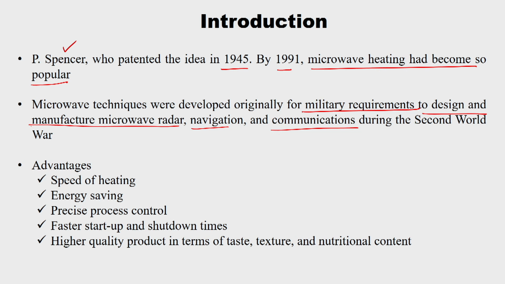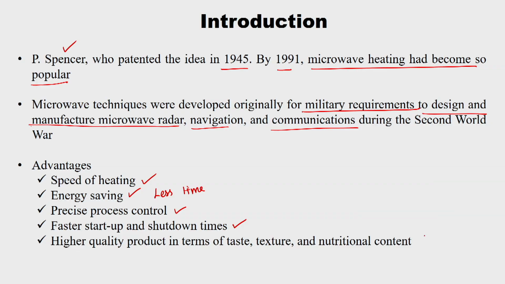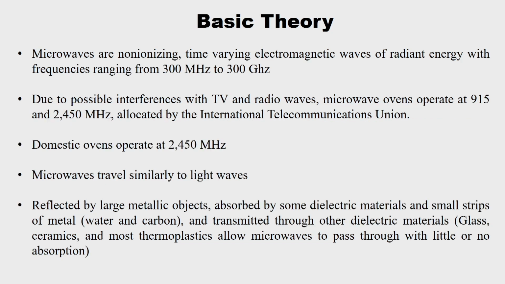In food processing, what are all the advantages of microwave? Speed of heating, and energy saving, because we require less time, so we can save energy as well. Precise process control: if I want to control the temperature or power input, I can control it. And faster startup and shutdown times, because in some thermal operations there is something called come up time, right. Even though you switch on your heating medium, it will take some time to reach the required temperature. Those kinds of timings can be reduced or nullified using microwave. And higher quality products in terms of taste, texture and nutritional content. For nutritional content, I require less time as well as high temperature, right. This will be taken care of by microwave heating.